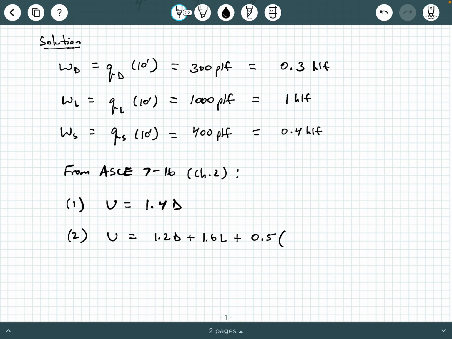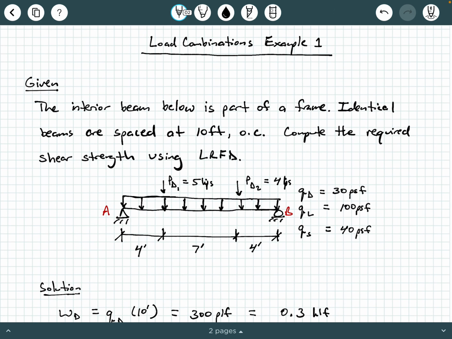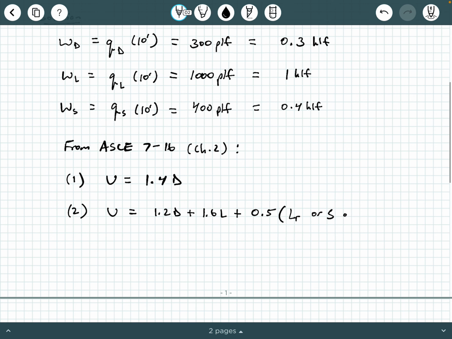0.5 times. Now, if you're looking at ASCE 7-16, it says roof live load or snow load, or rain load. Now, for our problem, we don't have a roof live load and we don't have a rain load. We just have the snow load here. So we can automatically see that load combo 2 is going to be a little more specific for us. 1.2 dead plus 1.6 live plus 0.5 times a snow load effect.